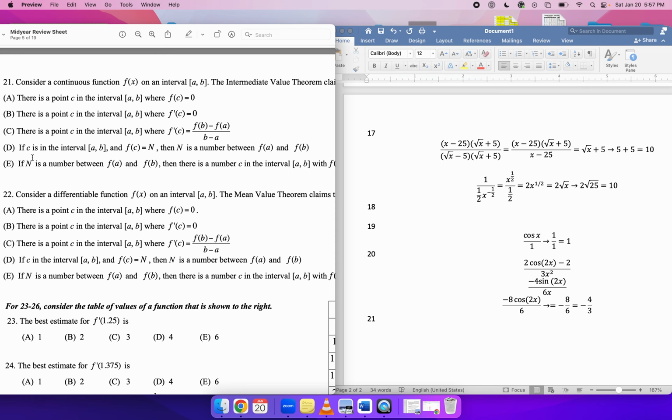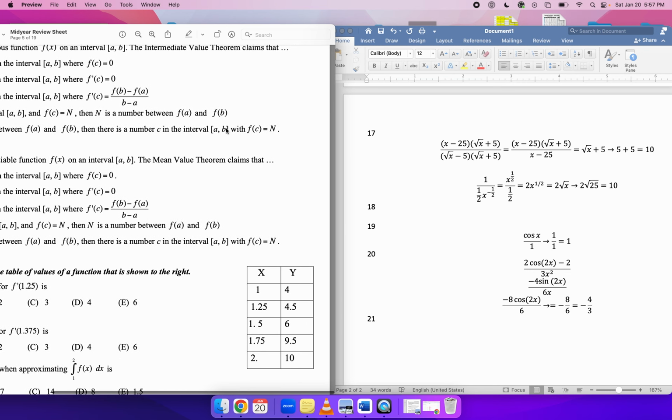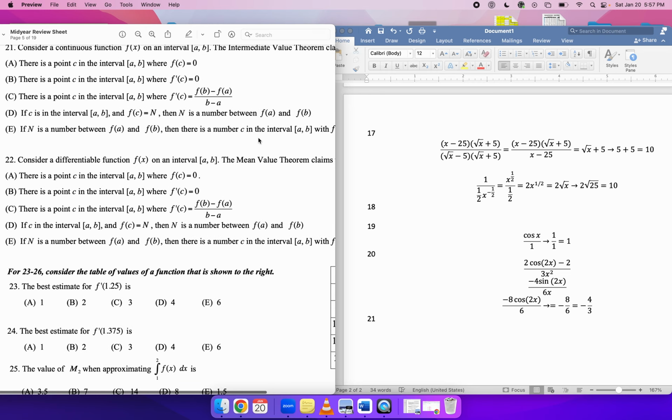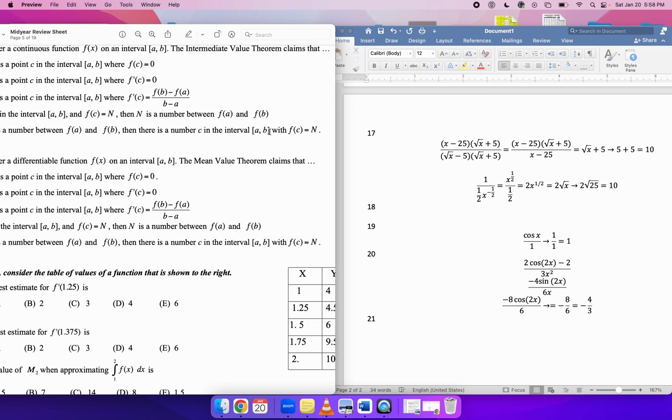No, that's wrong. D is not right. E. If n is a number between f of a and f of b, then there's a number c in the interval a to b with f of c equal to n. What that's saying is if n is an intermediate value, like an intermediate y value, then the theorem basically says the function will take on that intermediate value at some moment c between a and b. At some moment, the function will equal that intermediate value.